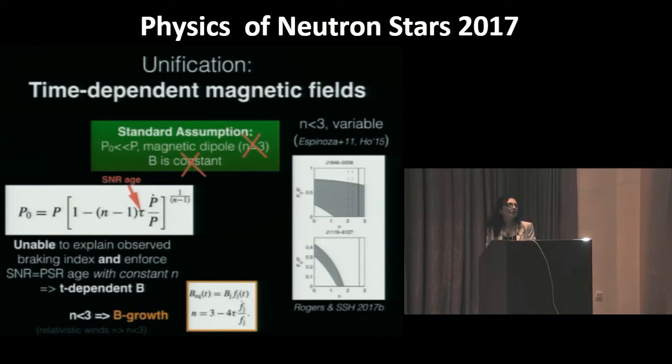But in the case of objects like CCOs and magnetars in general, we don't see a pulsar wind nebula around them. So the effect of the relativistic wind is not that important there as for the rotation-powered pulsars, for example, and the high-B pulsars.